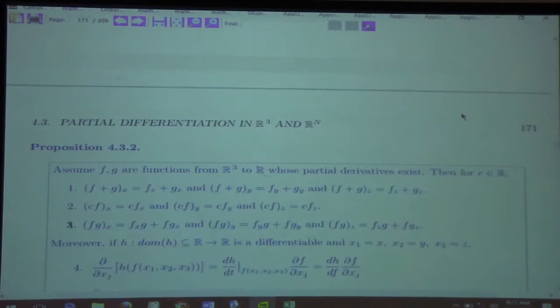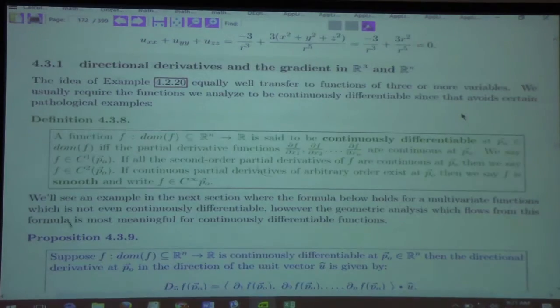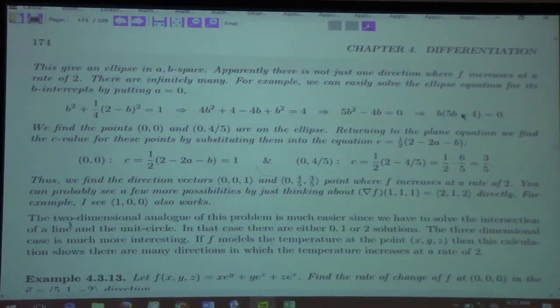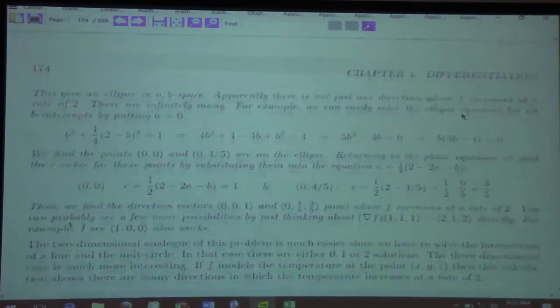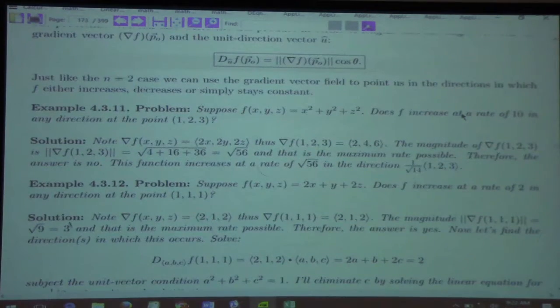All right, again, here's the three-dimensional partial differentiation. I'm not going to belabor it. What I want to get to here is, oh, for one thing, if I can find my example. Just a second here, guys. Where's that stupid thing? Did I keep it?